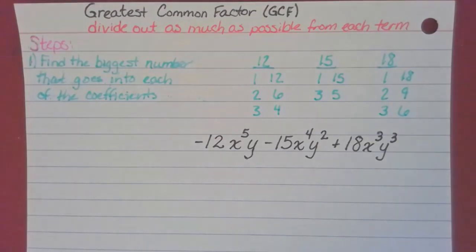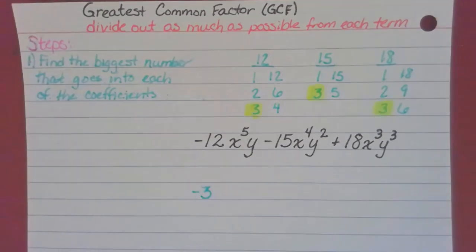So looking in each one of those columns, I am looking for what number all of them have. I can see 6 is in two of them. It's in the 12 and the 18, but it's not in the 15. So the biggest number that's in all 3 of these would be that 3. So for my GCF, I'm going to start with that 3, and I'm going to make it negative because that lead coefficient was negative. I'm going to put it a little beneath my problem.